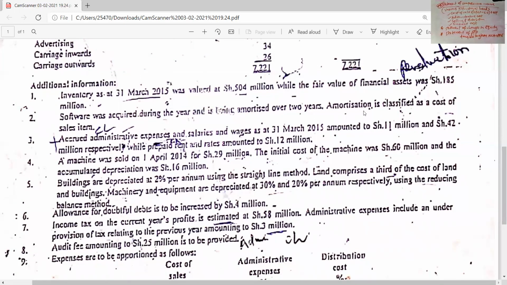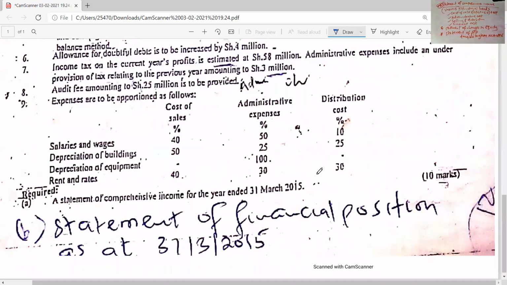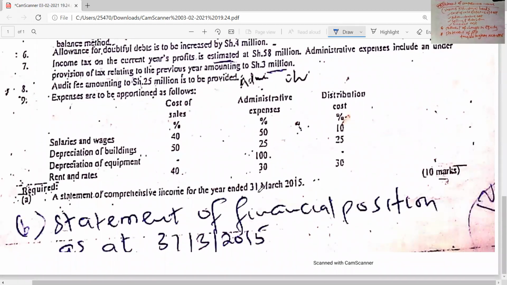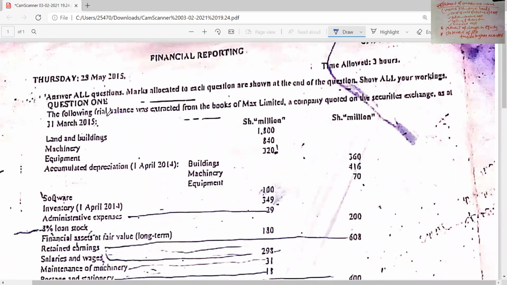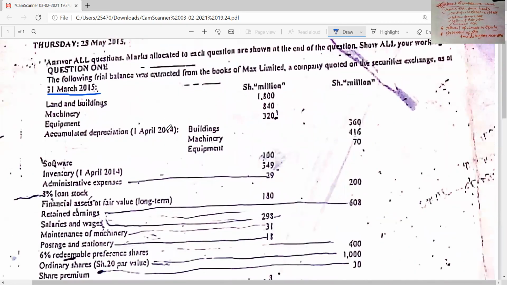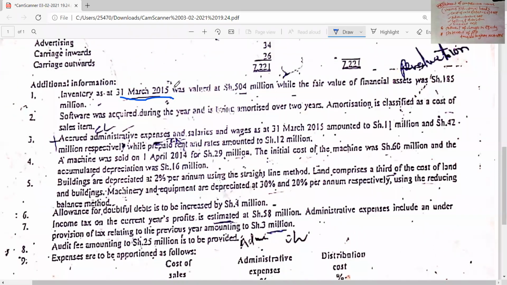Inventory as at 31st March 2015. So 31st March 2015 is when our financial year is ending. Even in the requirement, you are told to prepare an income statement as at 31st March. Even this trial balance is as at 31st March, which means that the inventory here is at the end of the year. This 504 is the closing inventory.